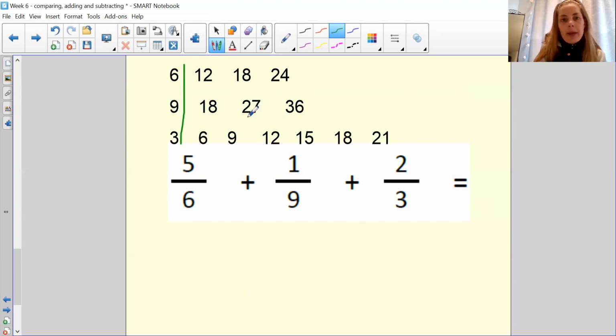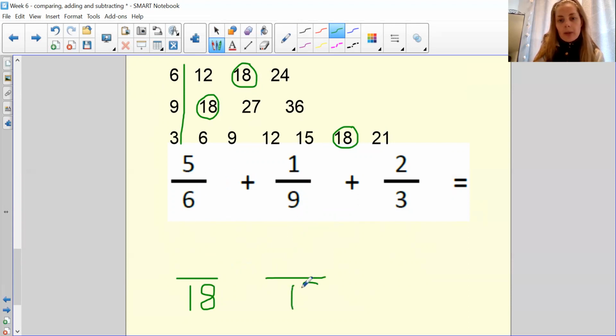Good job. It is the number 18. 18 appears here, 18 appears here, and 18 appears here. And we call that the lowest common multiple. So now that 18 is the number that all 3 of these numbers can go into, that is going to be my bottom number. Because if I look at this biggest number here, 9, 6 cannot go into 9 equally. So I need to make the bottom number the same for all the fractions.